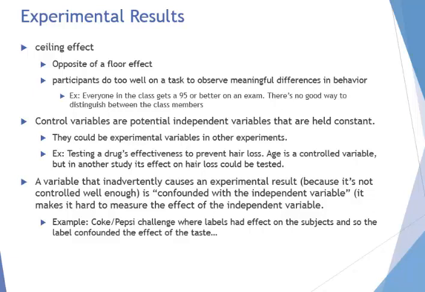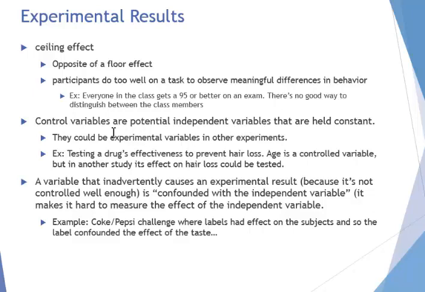The control variables are potential independent variables that are held constant. In other words, a controlled variable is something that you want to make sure is the same because you don't want it to impact your experiment. When you're testing the effect of alcohol on somebody's ability to drive, you want to keep driving experience constant, because driving experience could also have an effect on somebody's ability to drive, and that's why you want to try to keep it constant.